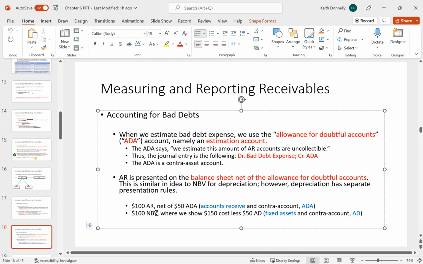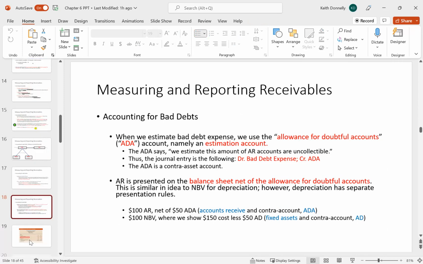It's kind of like net book value, where we have the cost minus the accumulated depreciation. It's like that with accounts receivable. We have our gross amount minus the allowance for doubtful accounts, which gets us our net accounts receivable.